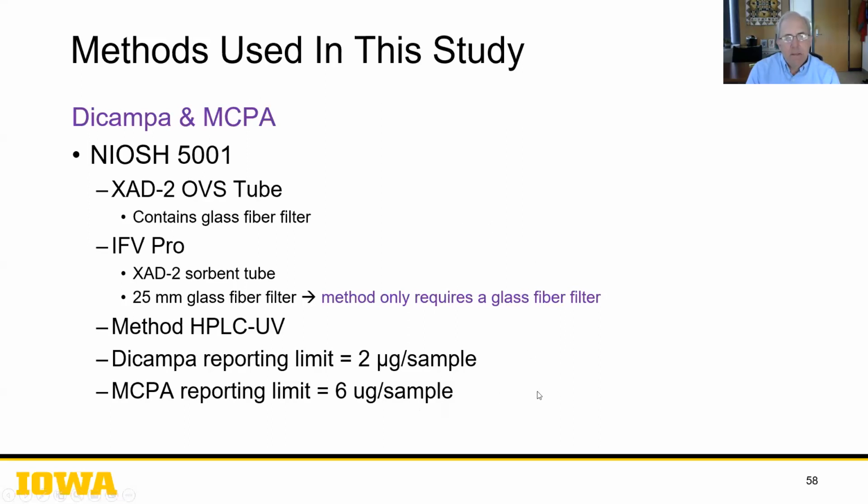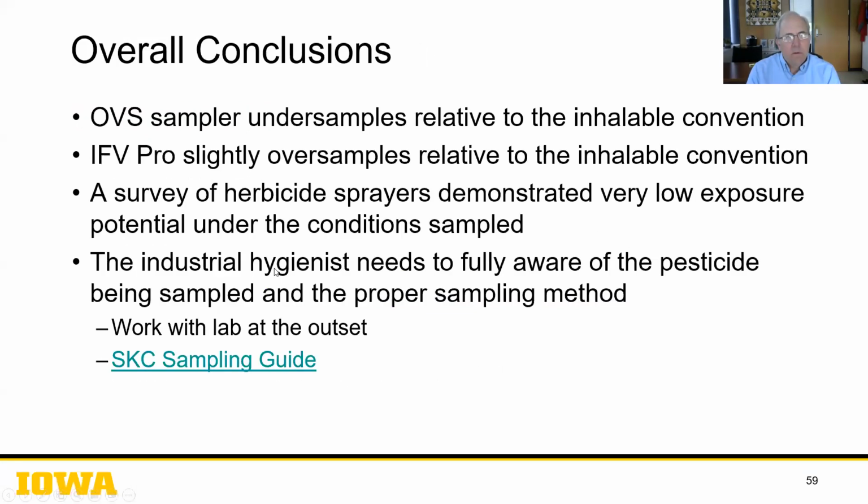So that was an eye opener to us, thinking, oh, well, it's a herbicide, so therefore it must be something that we have to worry about, both vapor and droplets, but not necessarily according to the methods. Overall, the OVS sampler, according to our lab experiments and within those conditions, undersampled relative to the inhalable convention, and the IFE Pro slightly oversampled, but certainly not statistically. And a survey of herbicide sprayers demonstrated very low exposure potential under the conditions sampled.